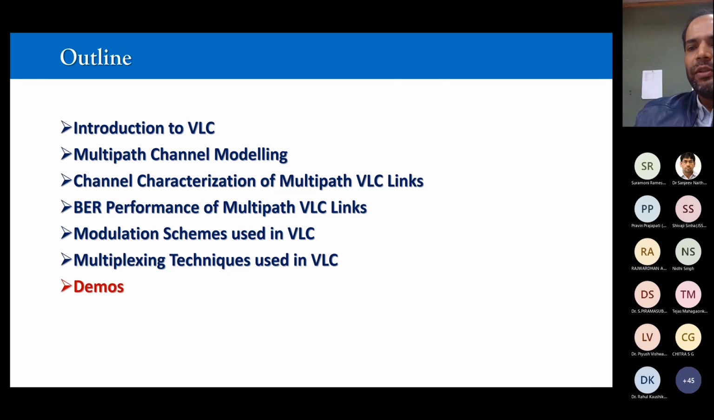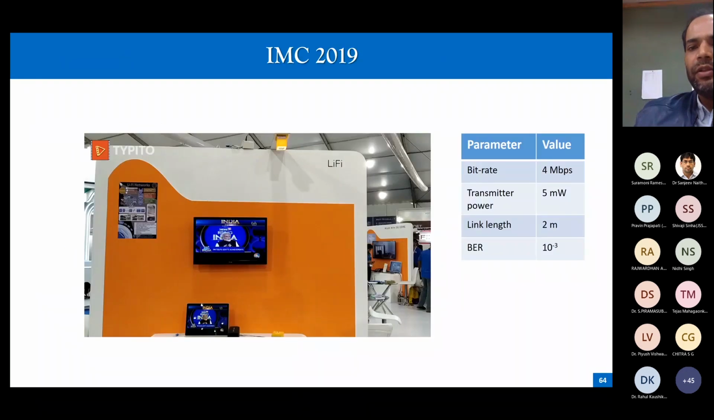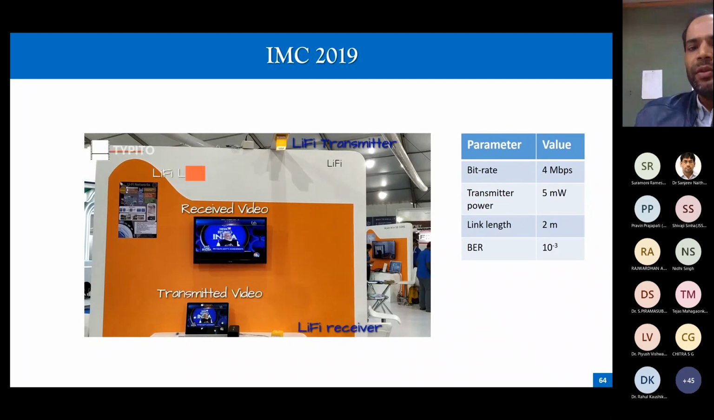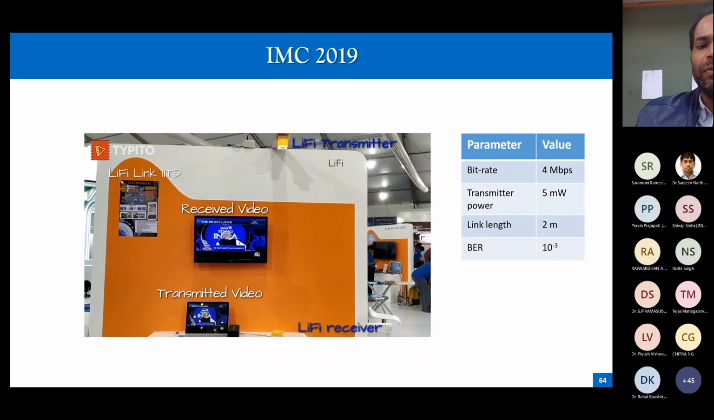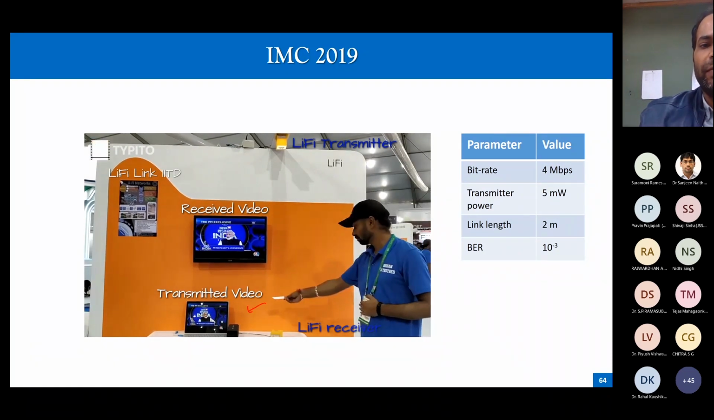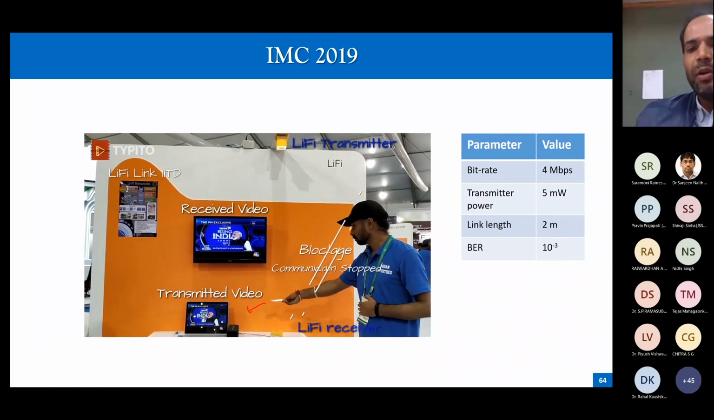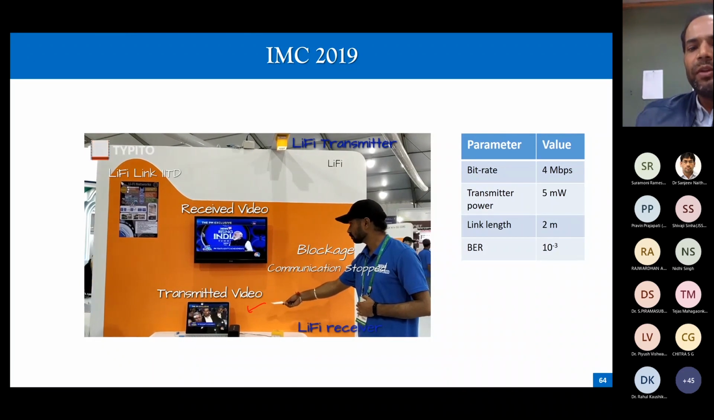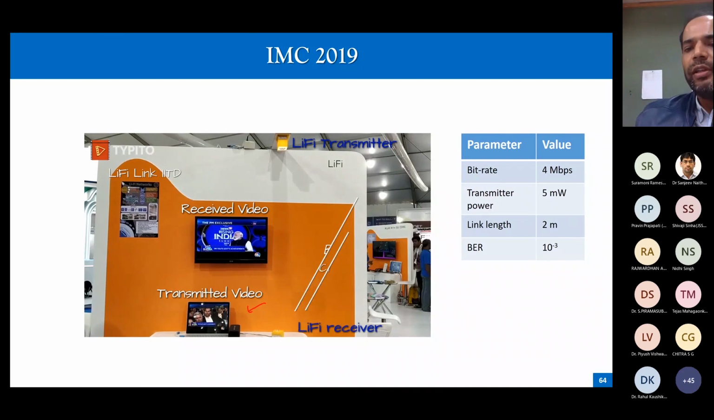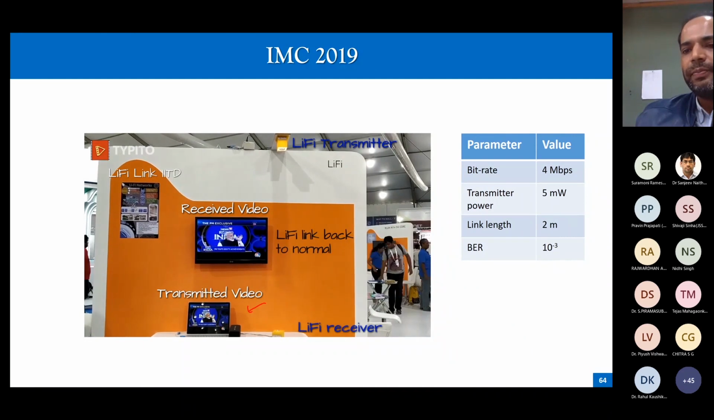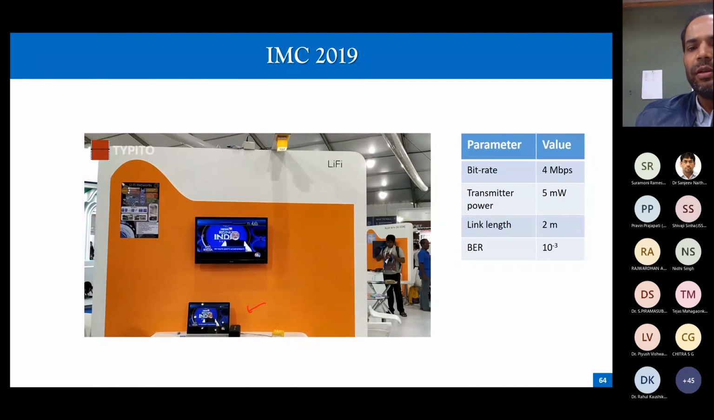Finally, the time for some demos. This is what we have demonstrated in IMC 2019. So we have a transmitted video here and the received video. As we block, the received video stops. So we have demonstrated video communication using a Li-Fi link. So it's possible. I haven't included the latest demo, but it is put up on my website.